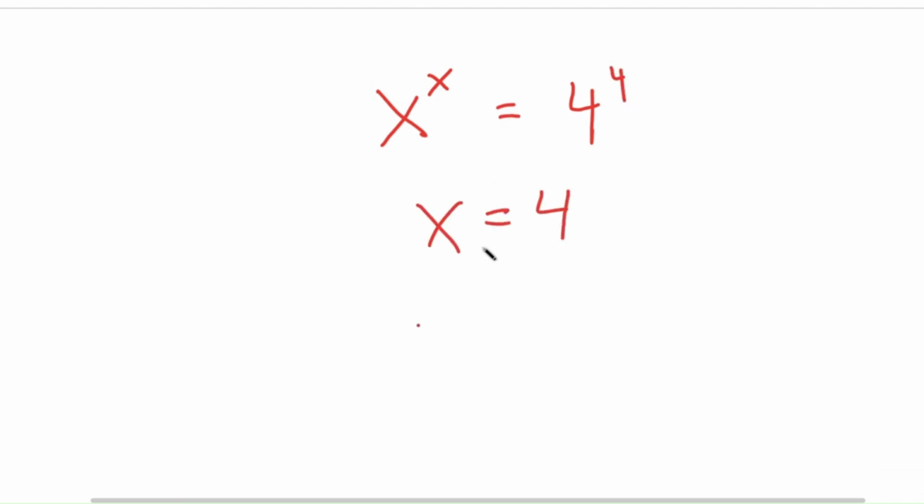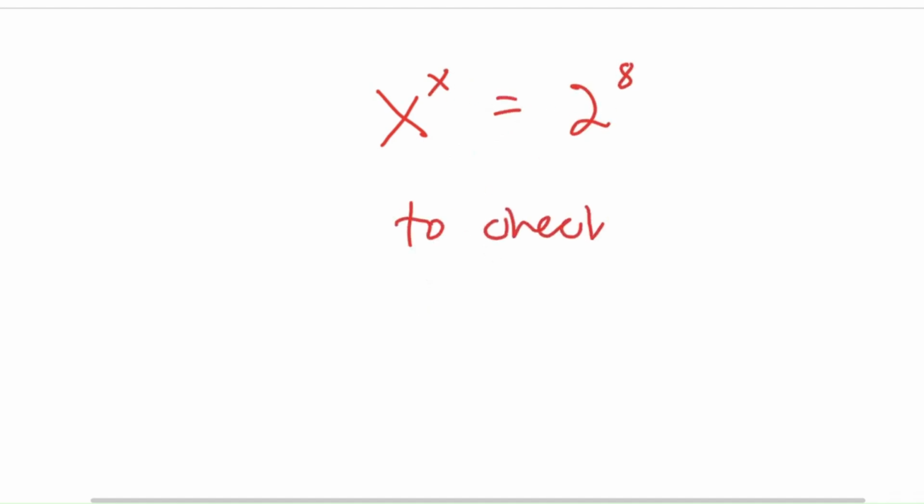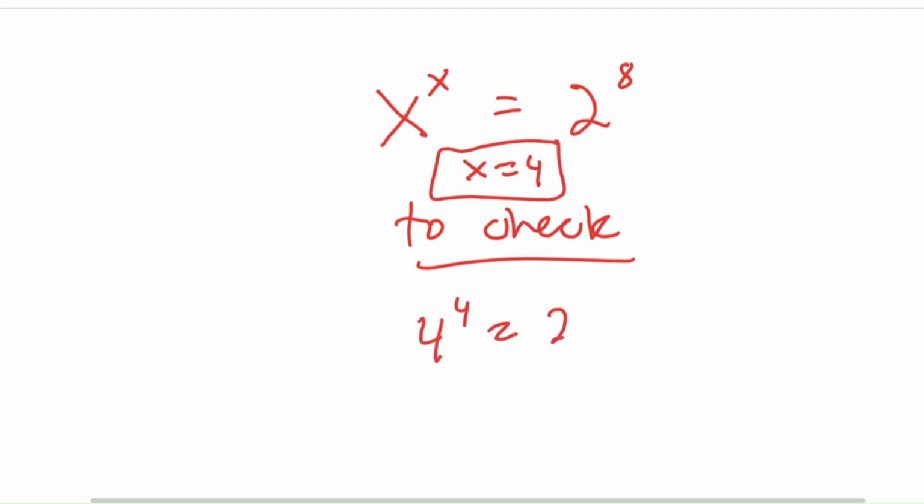So going back to check, my original equation was x to the power of x is equal to 2 to the power of 8. Remember, we got x is equal to 4. This was our solution. So I plug this in, I get 4 to the power of 4 is equal to 2 to the power of 8.